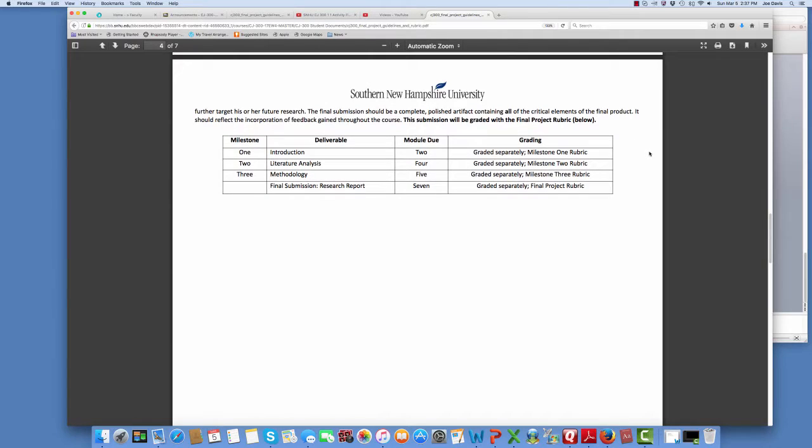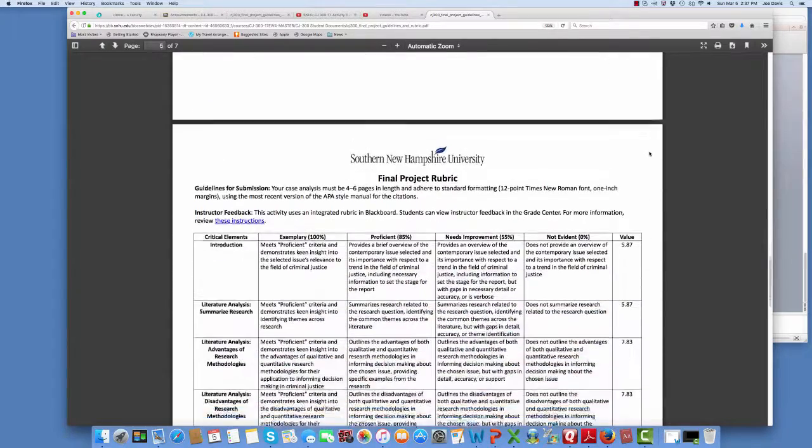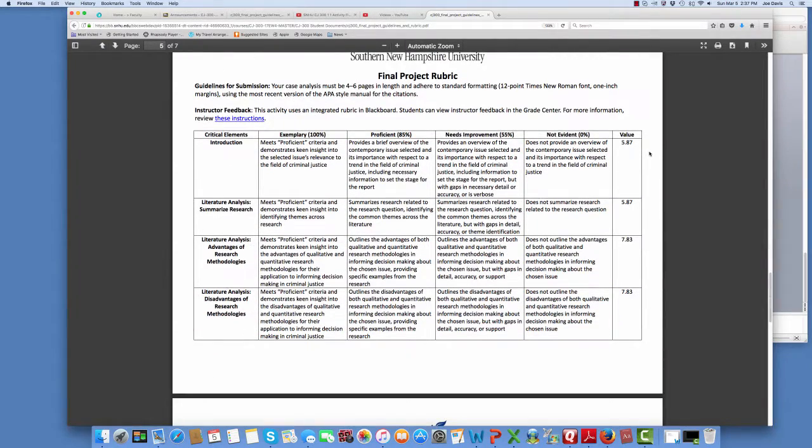This page gives you the module when everything is due, or the week that things are due. And here's the actual rubric. Here are the things that you have to do. So you'll have a part of your report called the introduction, and it must be a brief overview of the contemporary issues selected and its importance with respect to a trend in the field of criminal justice, including necessary information to set the stage for the report.